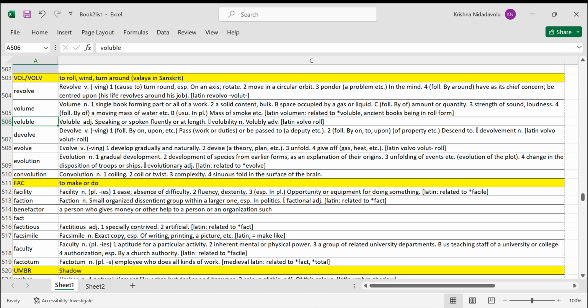Next, devolve. Devolve is to roll out responsibility to someone else, to a deputy. Let's say this is giving the work to someone down. That is devolve. It means passing responsibility from one person or group to another person or group at a lower level of authority. De prefix: de means moving backward.